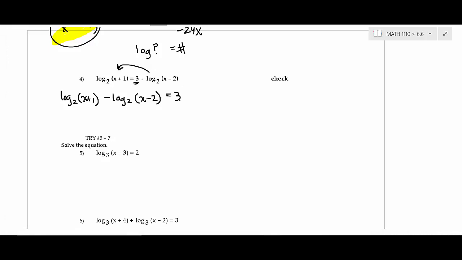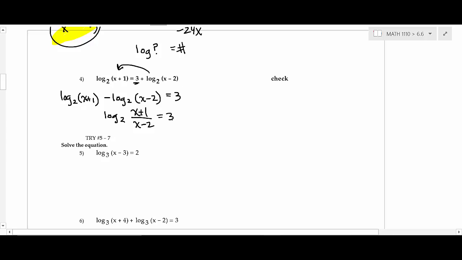Now how do you put those 2 logs into 1 log based on the properties we learned? Yeah, the fraction one. I thought I heard difference, for which the difference goes into the fraction thing. The quotient, okay. So this would go like this. We'd say log base 2 of x plus 1 over x minus 2 is equal to 3.